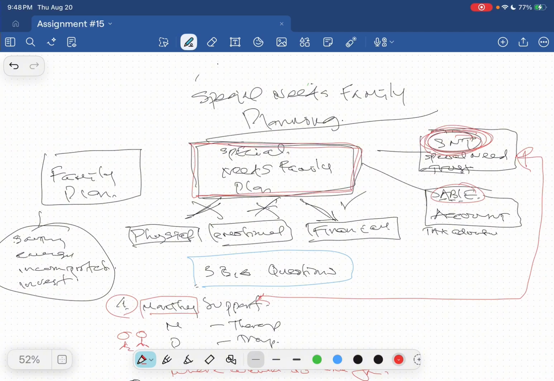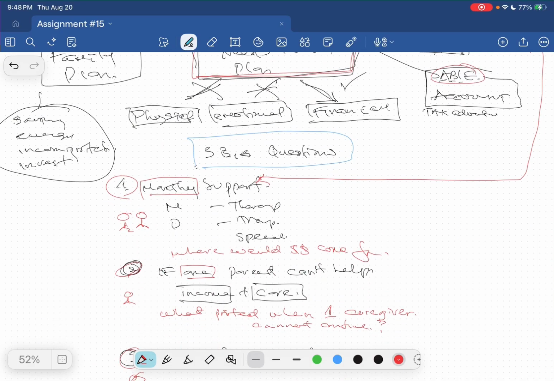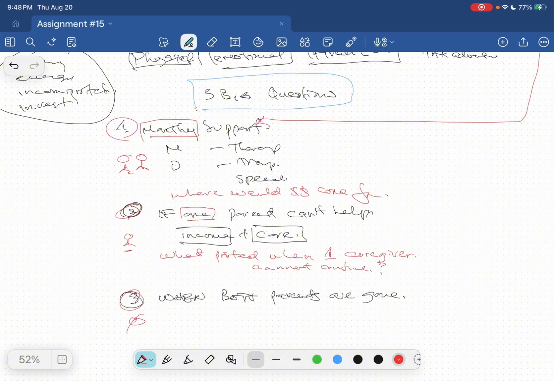Those are the three concerns: monthly support after retirement, even when the parents are around; protection if one parent can no longer provide income or care; and protection if both parents are gone, where lifetime funding must be there. So now let's look at the three planning strategies that may help us address these three concerns.